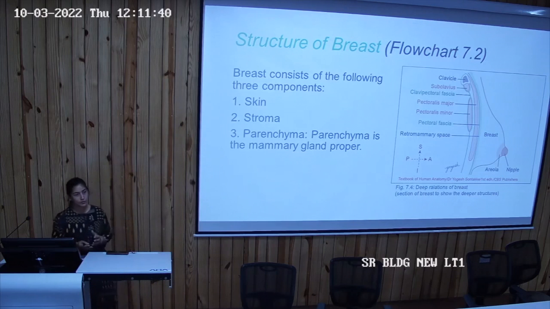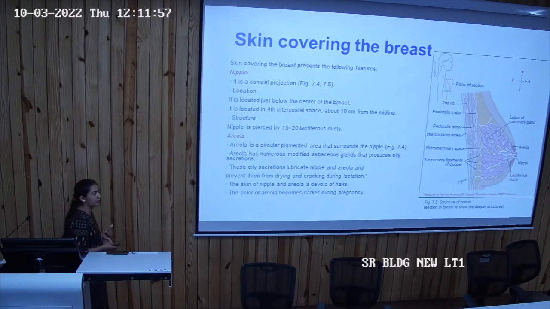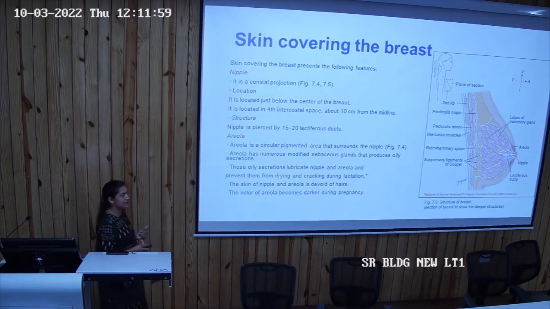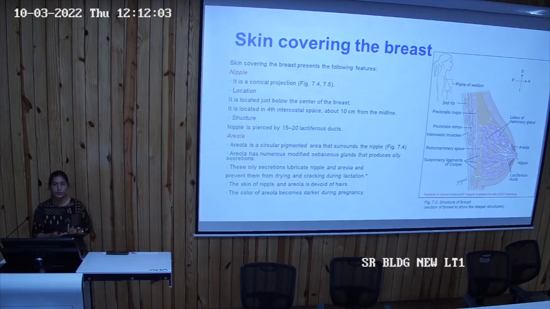So what does the stroma consist of? It consists of the fat, it consists of the fibrous tissue. Now the skin is covering the mammary gland and it is having the nipple and areola. So you should know what is nipple and what is areola. The nipple is the projecting portion of the mammary gland through which the milk will be secreted, and then you have the areola, which is the skin around the nipple, right?